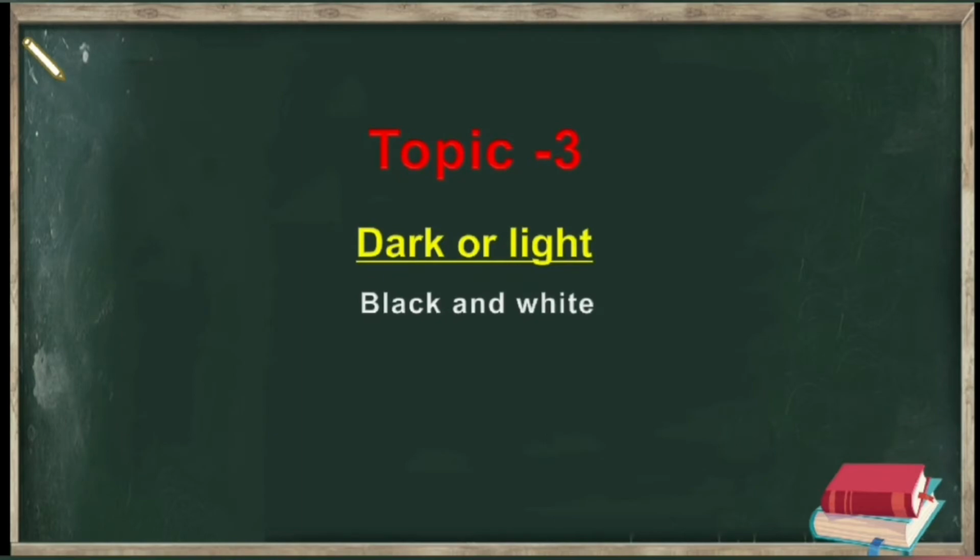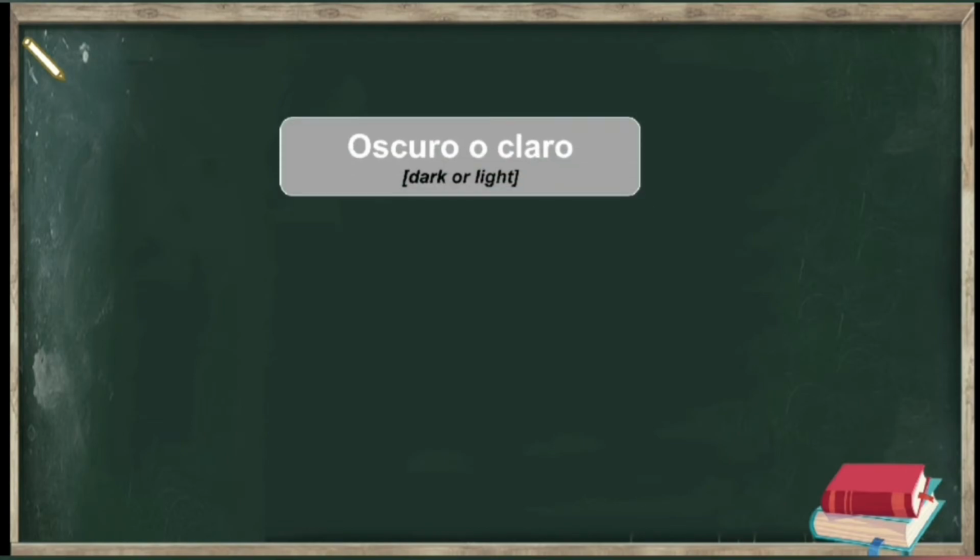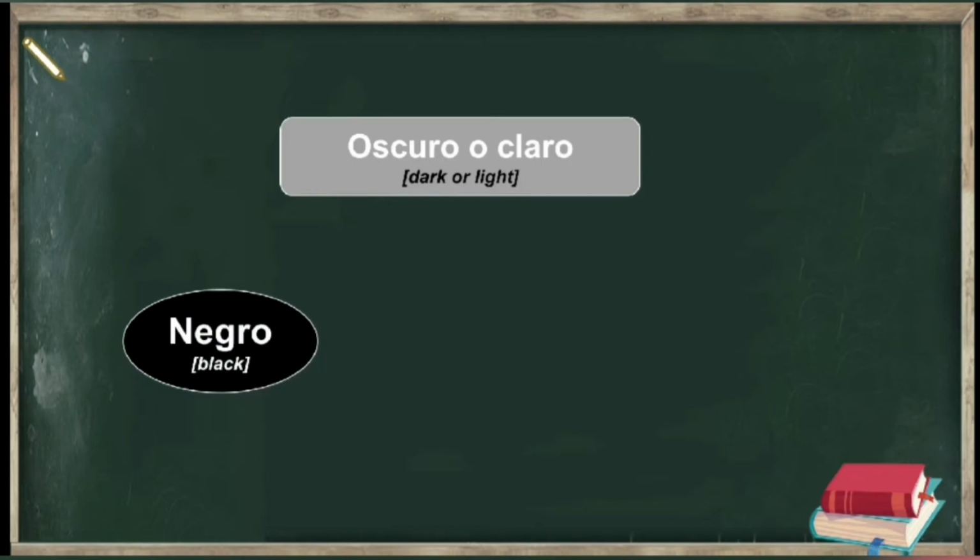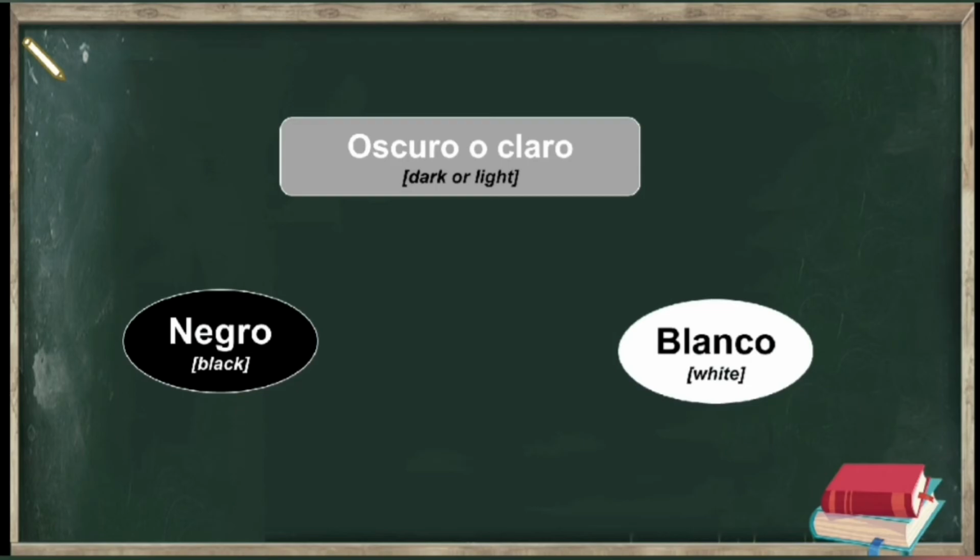Topic 3. In this topic, we'll see dark or light color. Oscuro or claro, which means dark or light. Negro, which means black. Blanco, which means white. Let's see some examples of negro and blanco.